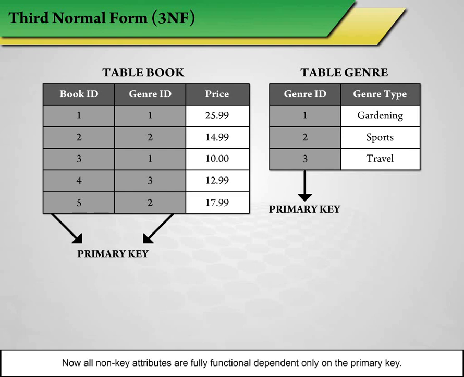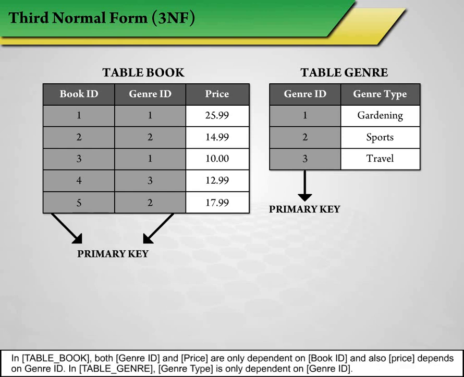Now, all non-key attributes are fully functionally dependent only on the primary key. In table book, both journal ID and price are only dependent on book ID, and also price depends on journal ID. In table journal, journal type is only dependent on journal ID.